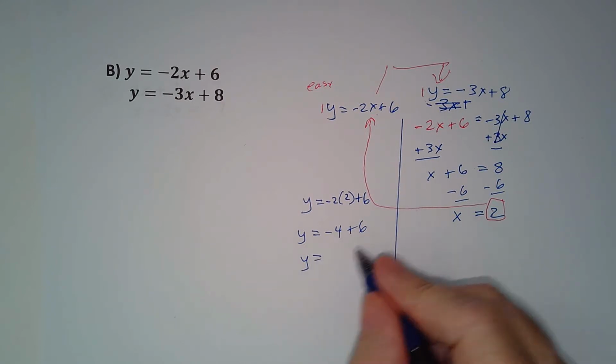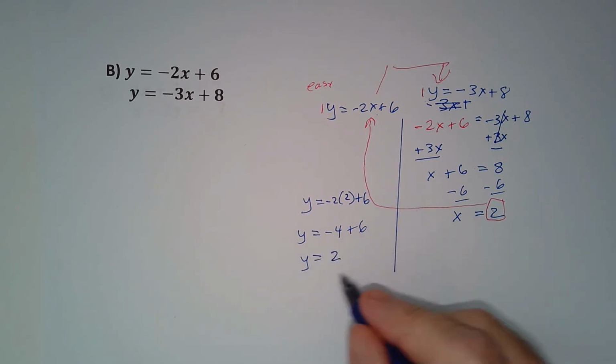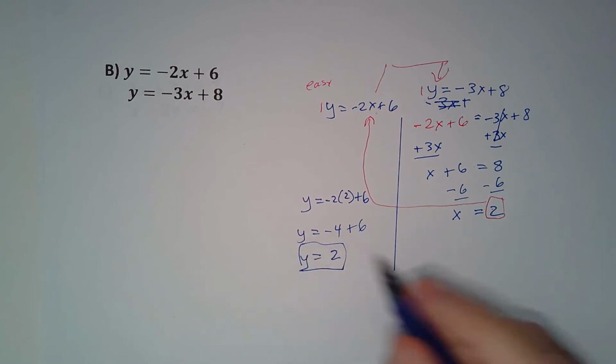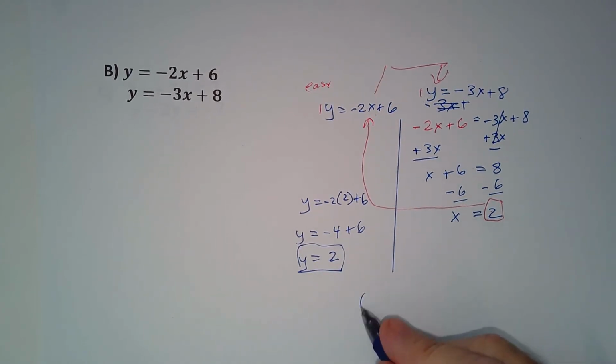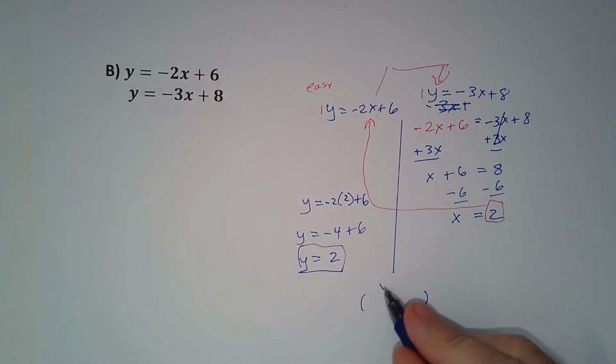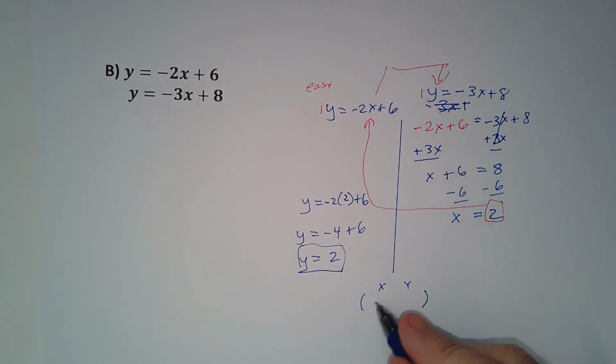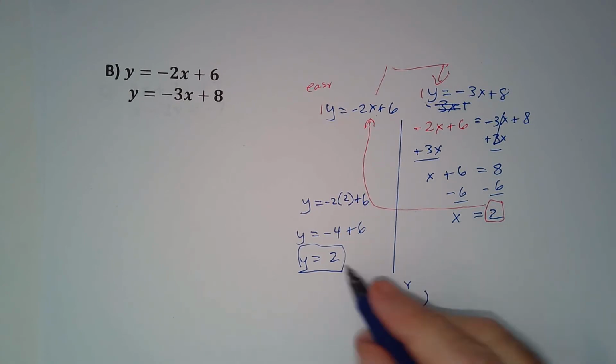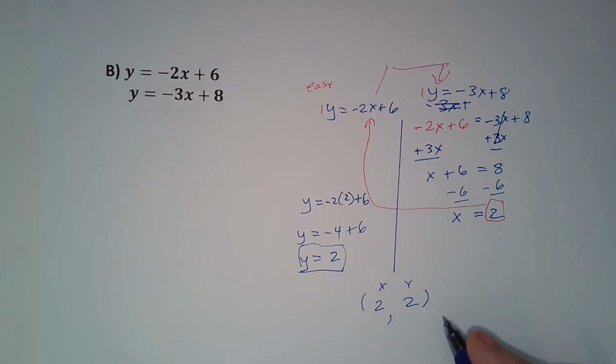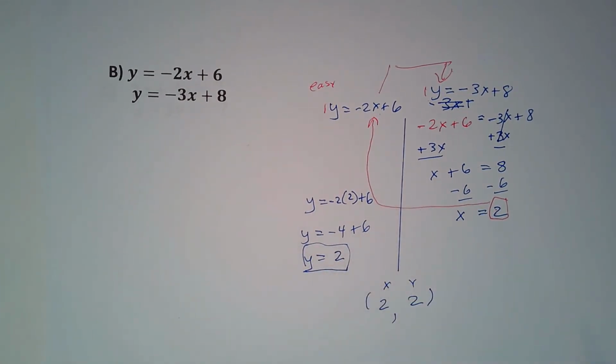and that means that y equals 2. All right, so now I've got what x and y is, so I'm going to go ahead and set up my ordered pair. And the x comes first, so I put the 2 there, and the y comes second, so I put the 2 there. Now we can go ahead and check it.